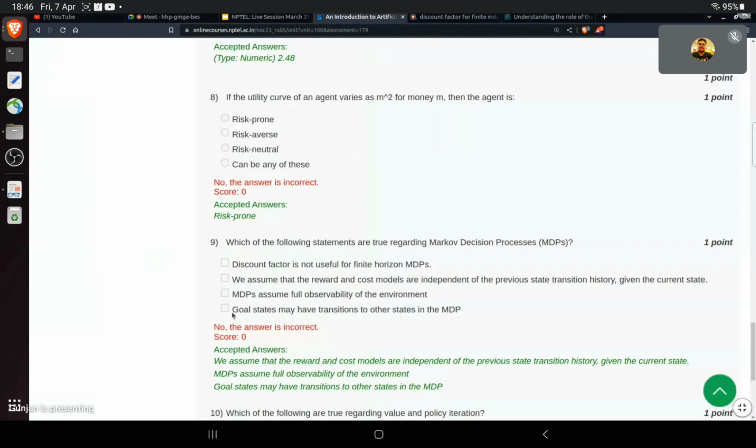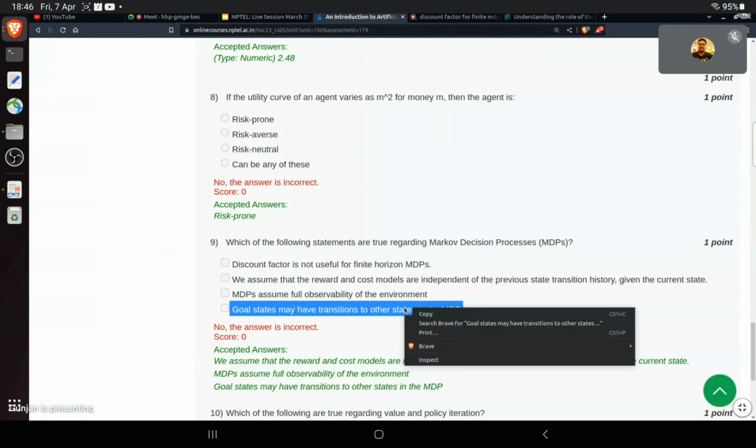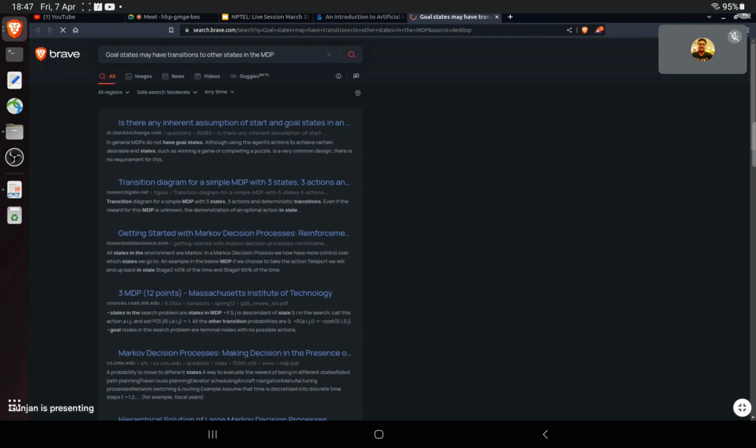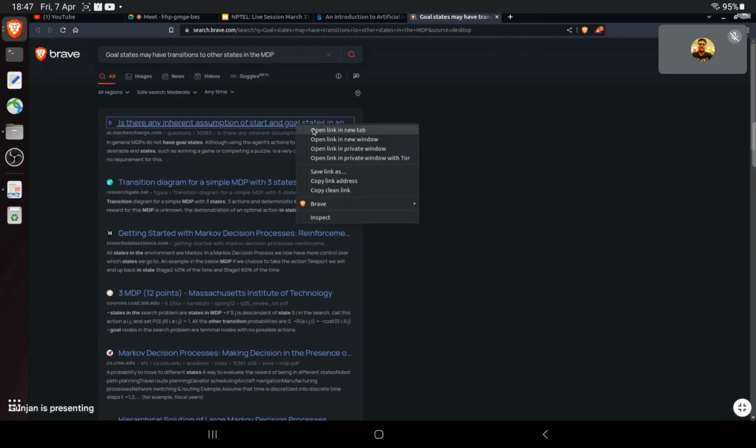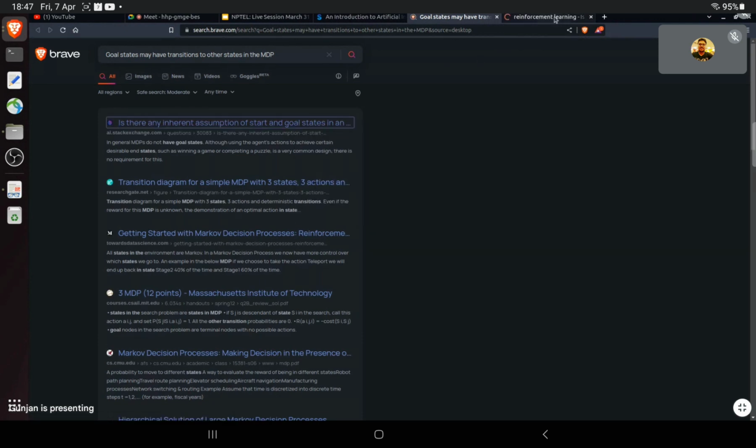Let me just see that. What does Google say? Google will definitely say something. Is there an inherent assumption of start and goal state in MDPs? Let's see what it says.